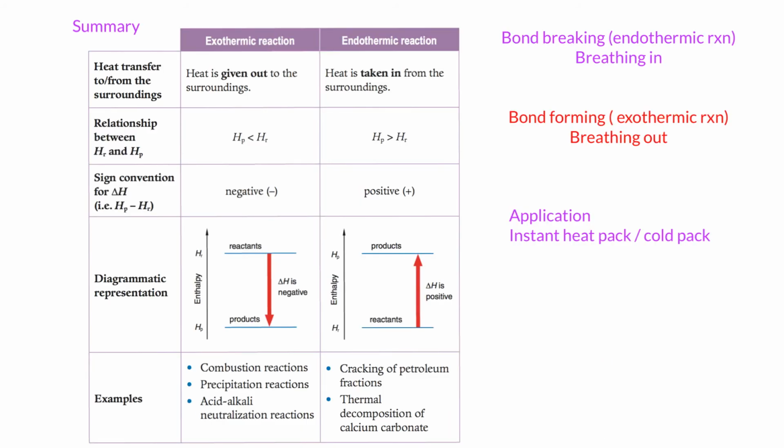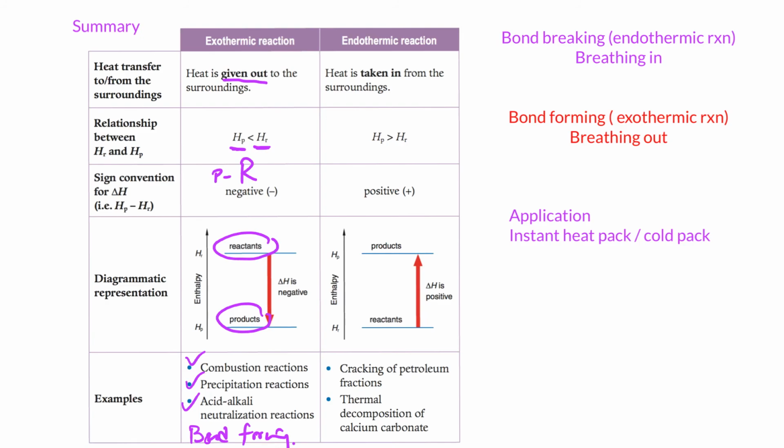So a quick summary of exothermic: heat is given out to the surroundings. We know that the enthalpy of the products is less than the reactants, because the reaction releases energy. So the products have less enthalpy. A small value, small P minus large R, so that would be a negative value. We have combustion, precipitation, acid-alkaline neutralization, and all kinds of bond forming processes. That will be an exothermic reaction.